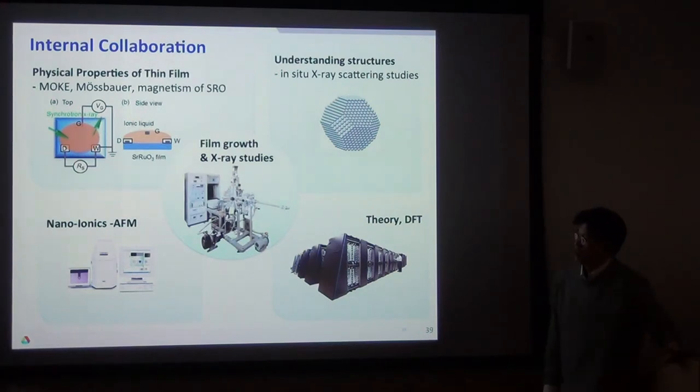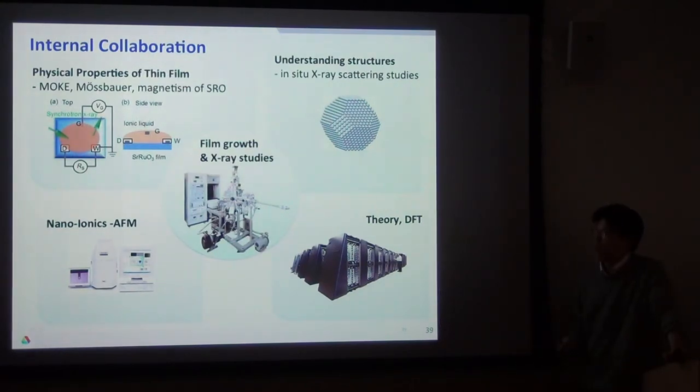So at University of Vermont, we can investigate physical properties of the thin film. I can grow high quality layered structures of complex oxide by using oxide MBE. Then with the collaborator at University of Vermont, we can measure the magnetic property or magnetism of our sample. And also we can understand the synthesis science by using in situ X-ray studies at synchrotron. And also by using DFT and AFM, we can really understand what's going on at the surface.